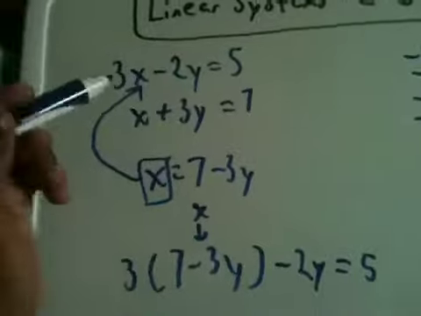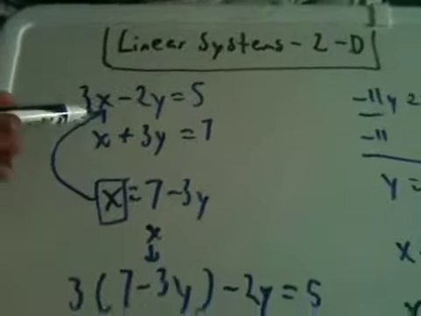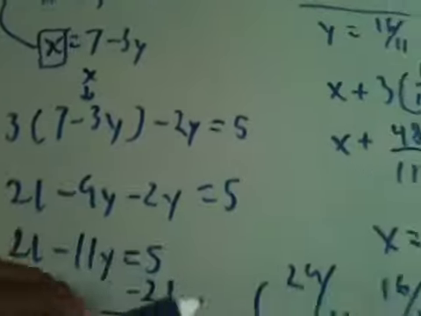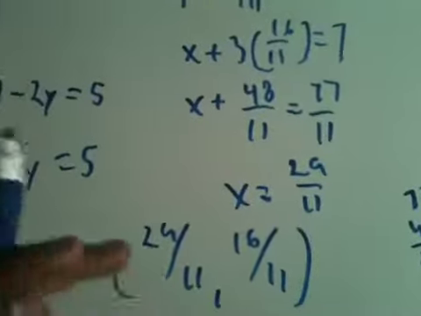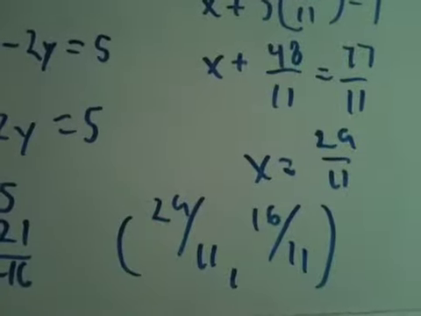Basically, you solve one of the equations for one variable, put that variable back into the other equation, solve, and substitute, and write your answer as an ordered pair. In the next video, I'm going to discuss the nature of solutions.